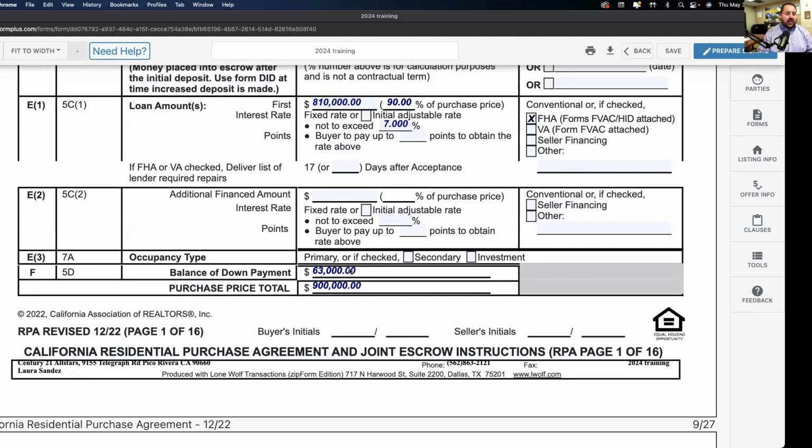Okay. Any questions on this first page? Please make sure that your buyers initial these pages before you submit the offers. But any questions on this first page before I move on to the next?